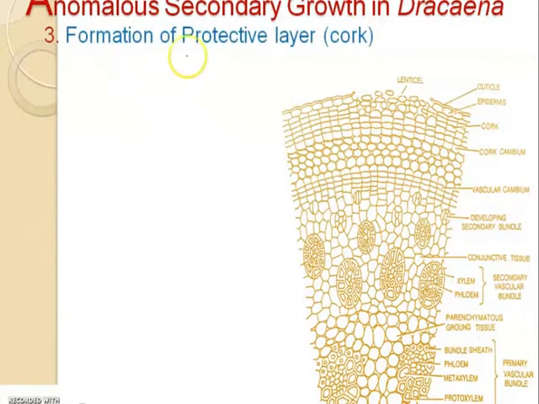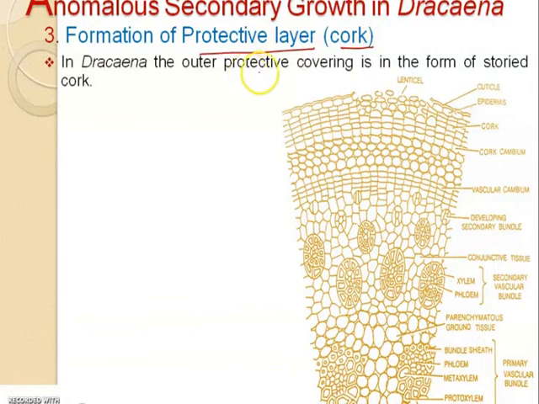Now, the third step is the formation of a protective layer, that is the cork. In Dracaena, the outer protective covering is in the form of storied cork. In this picture, which is the detailed cellular diagram of a part of a transverse section of Dracaena stem after secondary growth, you can clearly see that the outer covering is formed of the cork, which is a storied cork.